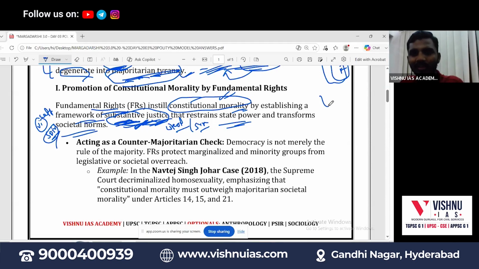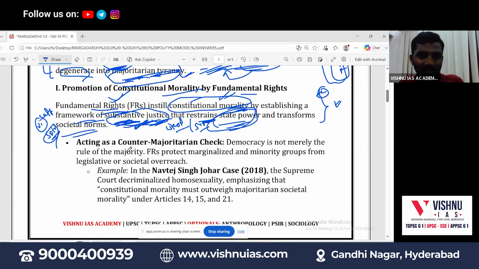So simply, I am giving an example of why fundamental rights are needed. Why are they needed? State power is unlimited. If it is unlimited, obviously it leads to arbitrariness. So to restrain the state power, what do we need? Fundamental rights, so that we can establish constitutional morality. That is the idea. Now, how do fundamental rights establish constitutional morality?